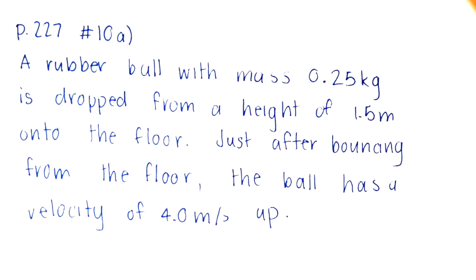This is question 10 on page 227. A rubber ball with mass 0.25 kilograms is dropped from a height of 1.5 meters onto the floor. Just after bouncing from the floor, the ball has a velocity of 4.0 meters per second up. So the first part of the question asks, determine the impulse imparted by the floor to the ball.